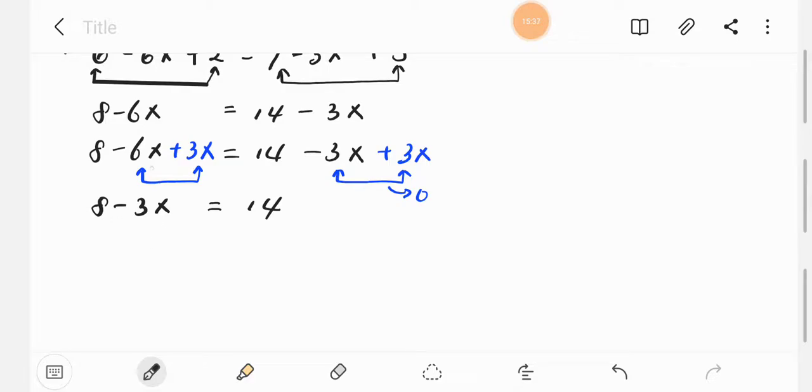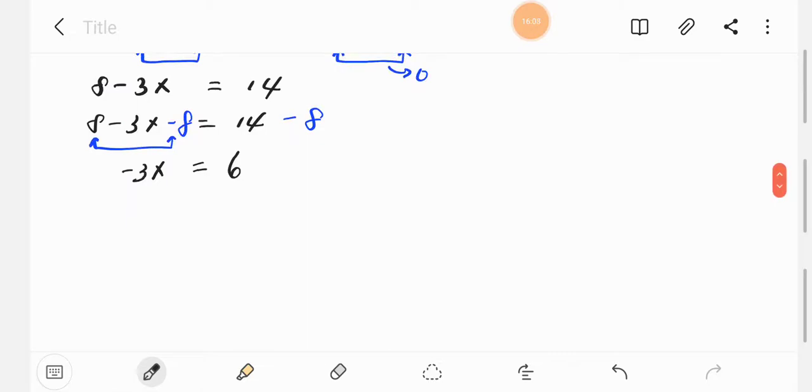Alright, then we have only one variable term on the left hand side, so move this 8 to the right. Let me write the equation again. Then you can just minus 8 each side, so that these two make 0. So what we have is only negative 3x on one side, and 14 minus 8 is 6. Next, negative 3x is equal to 6. We can divide each side by what? Negative 3.